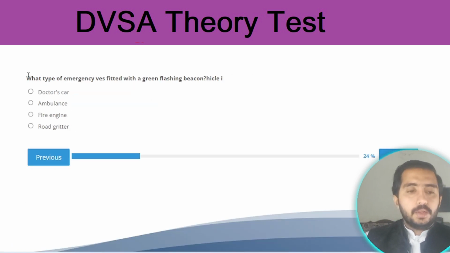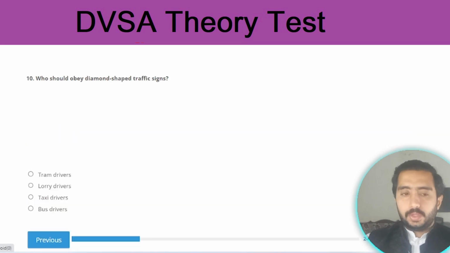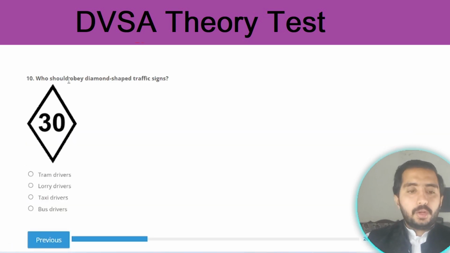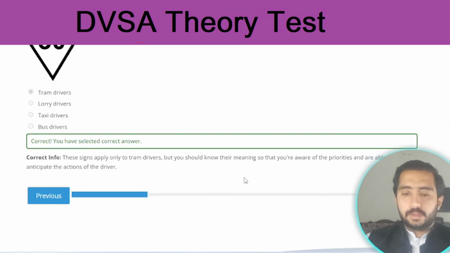Question number 9. What type of emergency is fitted with a green flashing beacon? The correct option is doctor's car. Option A. Next one. Who should obey diamond-shaped traffic sign? The lorry drivers, tram drivers, taxi drivers, or bus drivers? The correct option is tram drivers. Option A is the correct one.